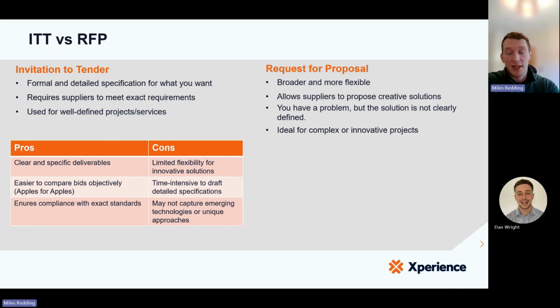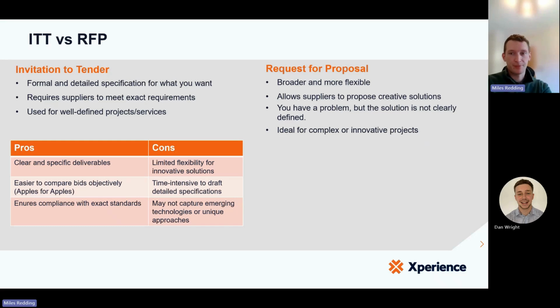It's also time sensitive to draft the detailed specifications. Running a really good ITT requires a lot of work up front because you need to fully understand the current estate, the requirements, and what you want to achieve from running that process. And the onus is then on you as the organization that's running the process to provide that information to the bidders. And similarly to that limiting of flexibility and innovation, you might not necessarily capture some of those emerging or unique approaches or exciting technologies that are coming, just because you're asking them to bid against that exact standard that you've outlined.